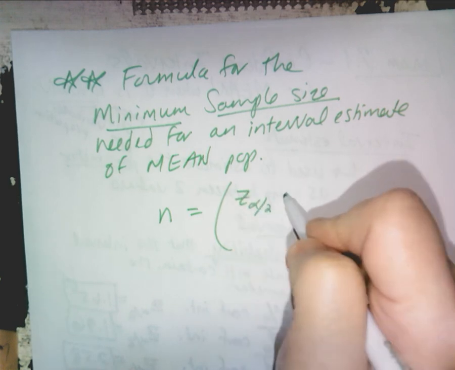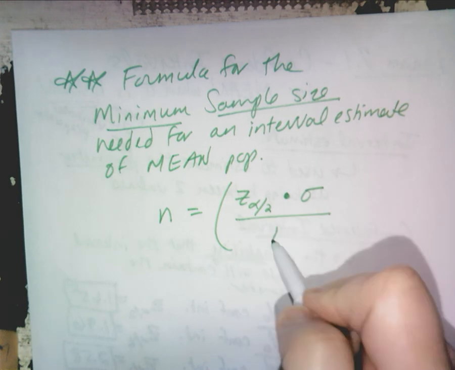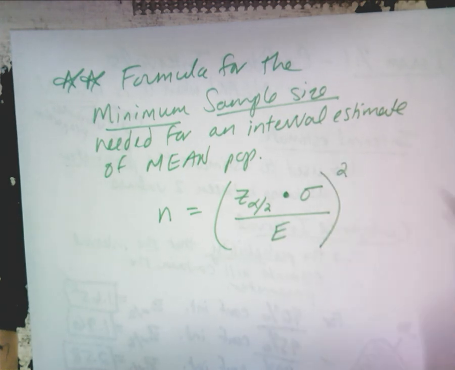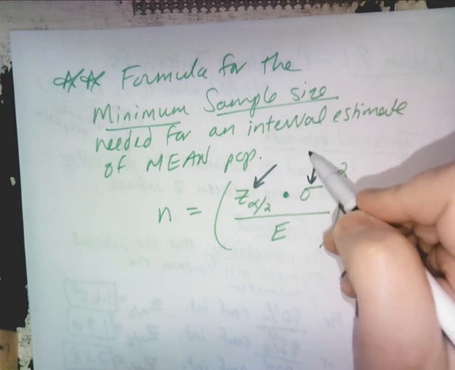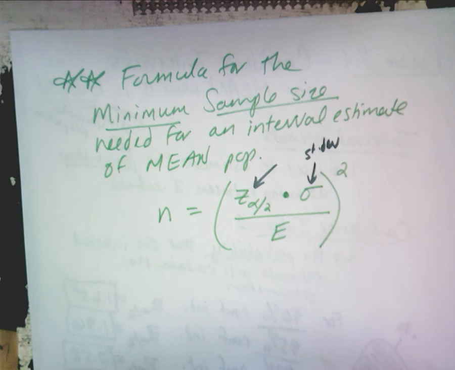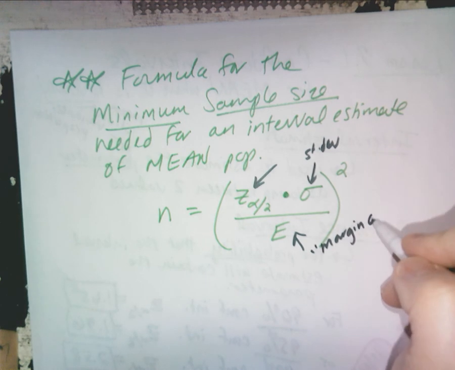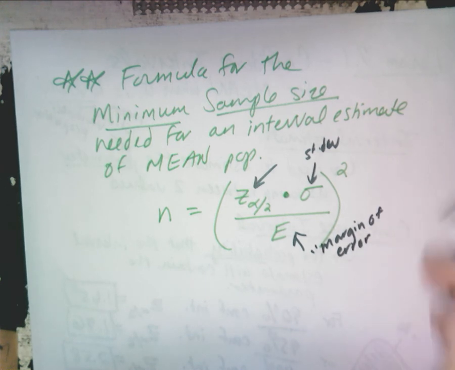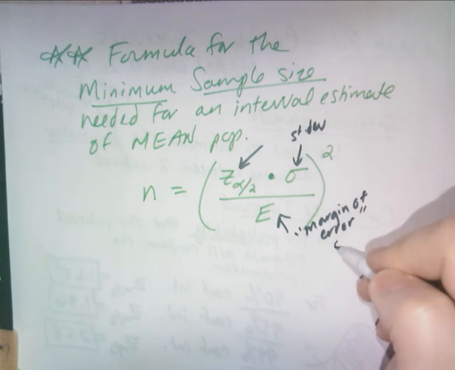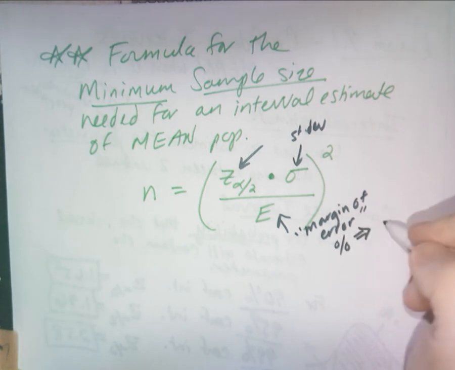Z alpha over 2 times sigma divided by E, which I'll tell you what that means, and then square that number. Okay? So you all know what this guy is. That can only be 3 numbers, 1.65, 1.96, 2.58. So that one you'll know. This one is your standard deviation, so you're going to obviously know that. Okay? This E is called margin of error, which they give to you usually as a percent that you need to change into a decimal.